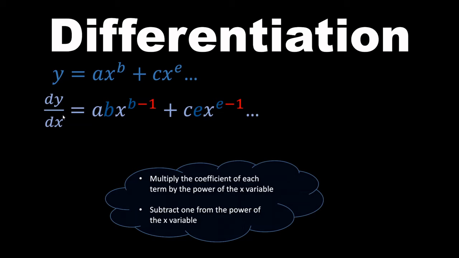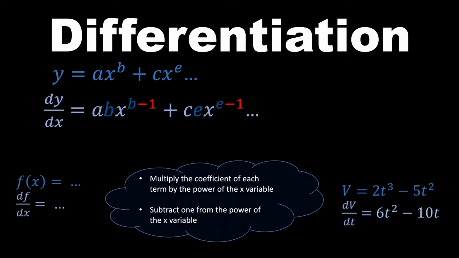We call this dy dx because we've differentiated the equation y, which involved the variable x. However, if we were asked to differentiate some function of the form f of x, it's the function f which involves the variable x. Our differentiated function would be called df dx. That's the differentiation of function f in terms of x. Similarly, if we had an equation where v was the subject and we had variables t in the equation, we would differentiate this equation v in terms of t. So dv dt.